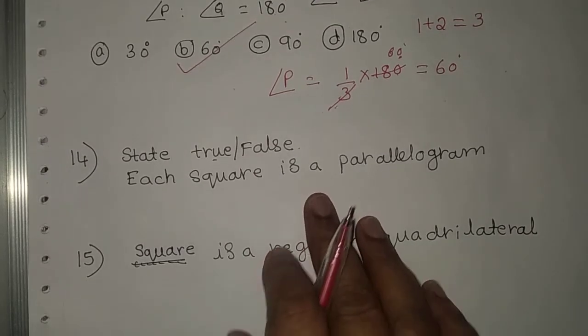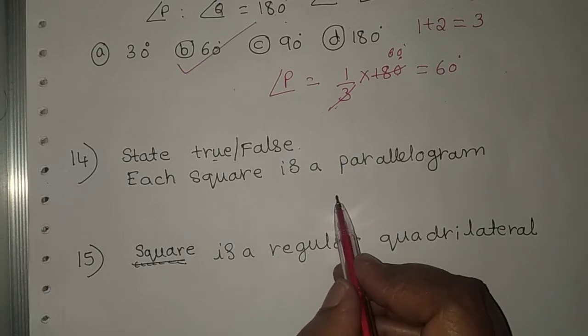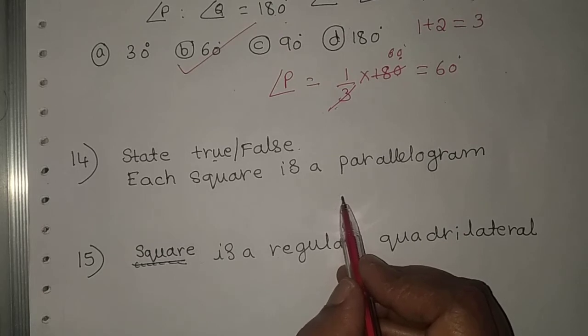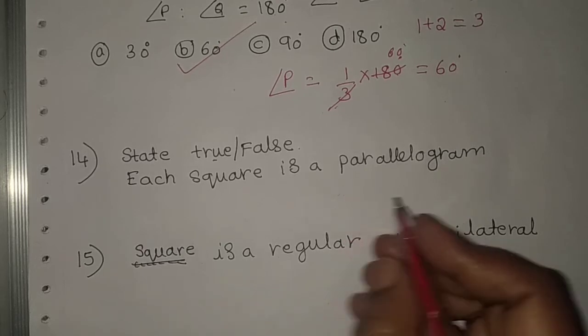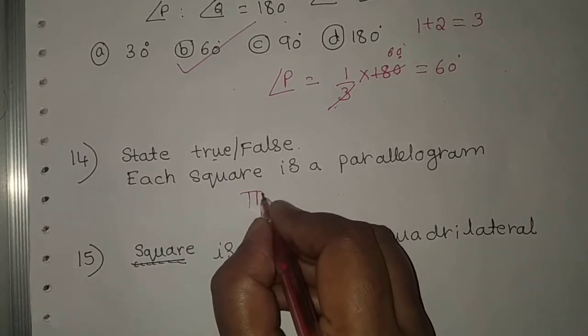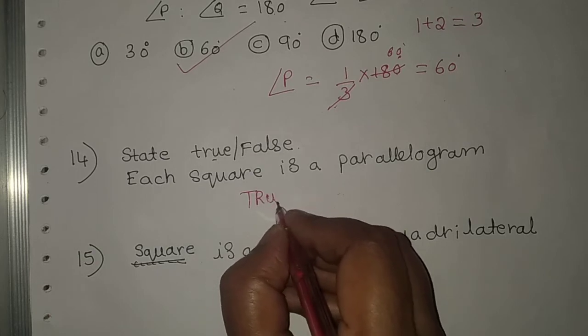Next one is, state whether true or false. Each square is a parallelogram. Whether this one is true or false. Each square is a parallelogram. The answer is true.